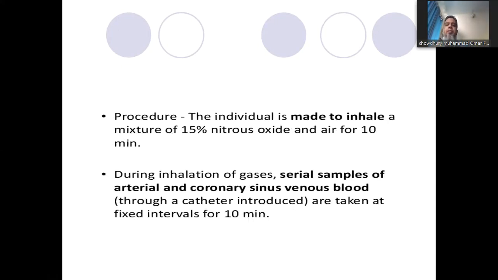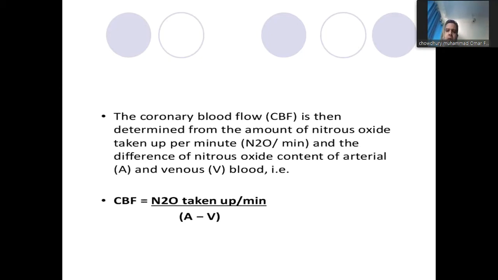Next. And this is a procedure. I think it is not necessary, but you can read it later. And next. The coronary blood flow is determined in this process from the amount of nitrous oxide taken up per minute and the difference of nitrous oxide content of arterial and venous blood.